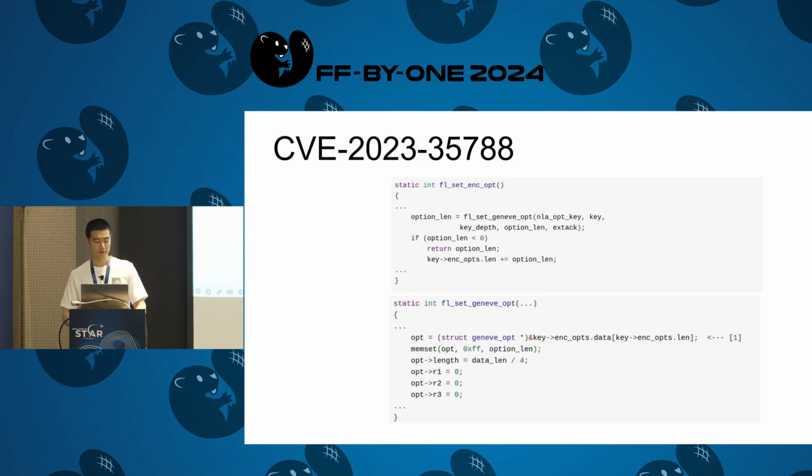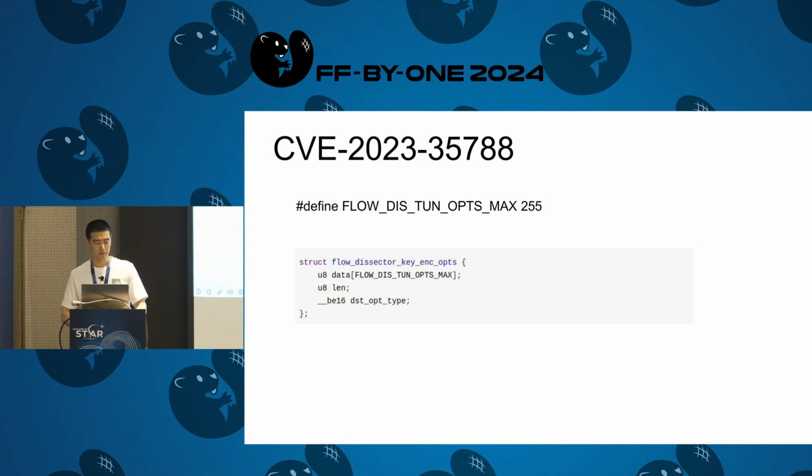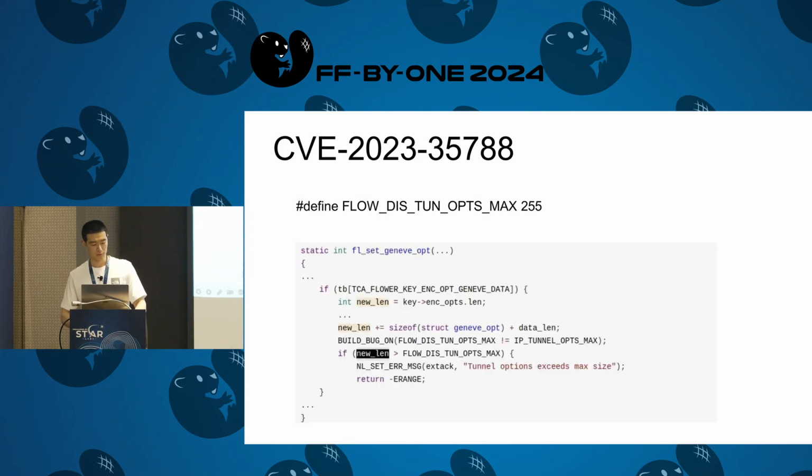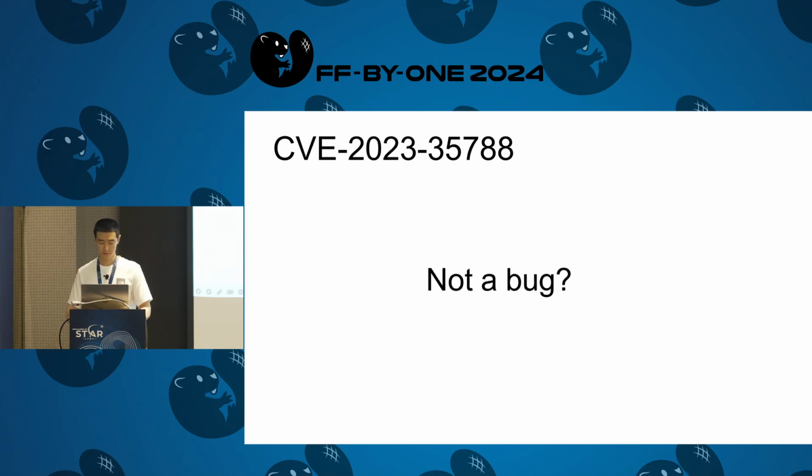Let's look at the CLS flower. We can see that the FLC's general opt has an array in the structure that directly uses the length parameter, which looks like a potential vulnerability. The length of this array is 255. But when we continue to look at it, the subsequent code actually checks the length. So this isn't a bug.